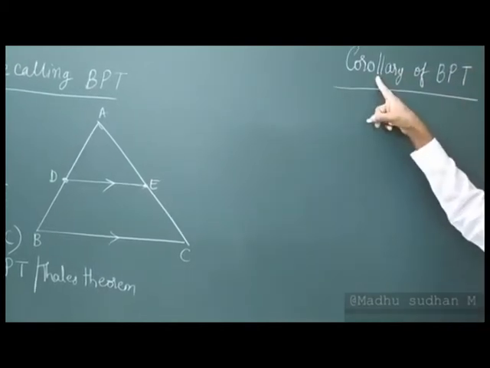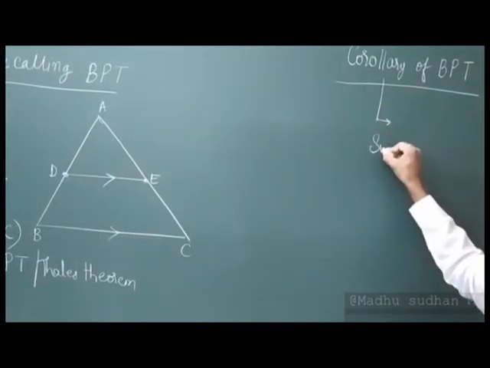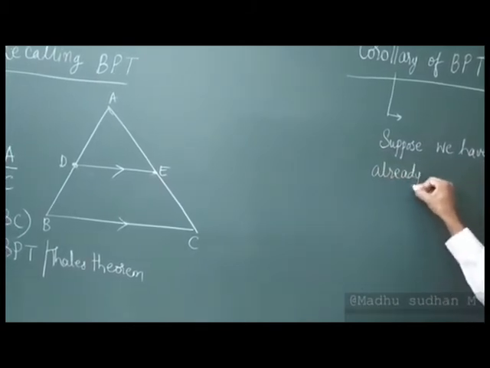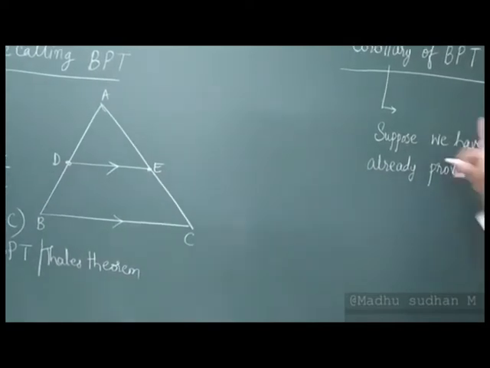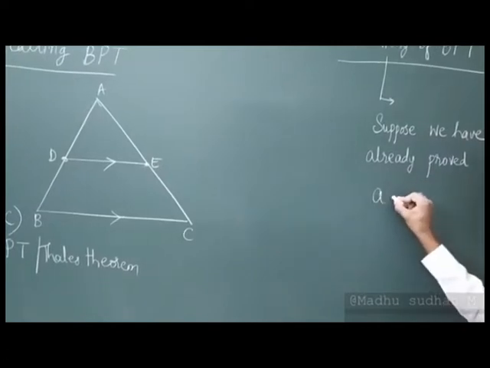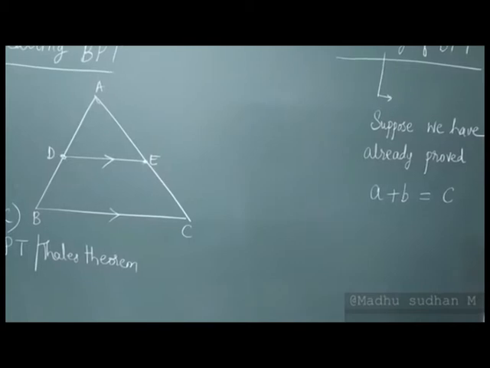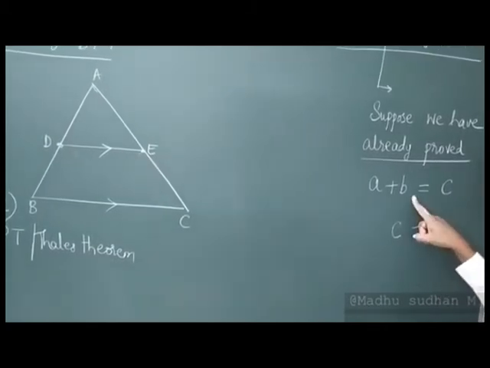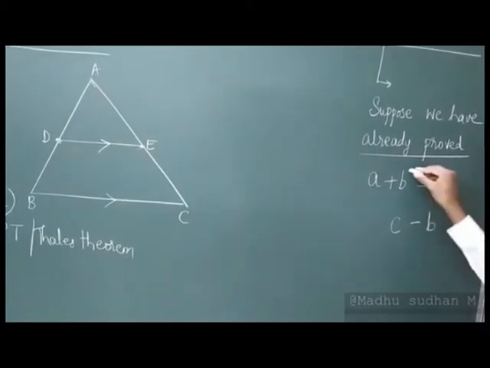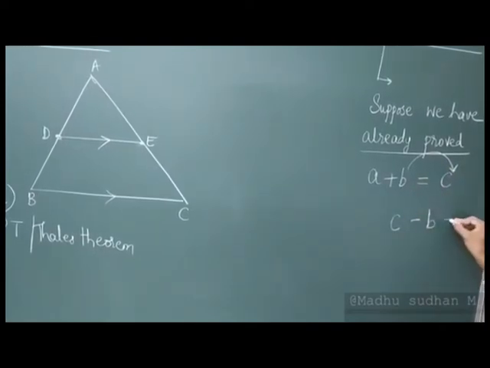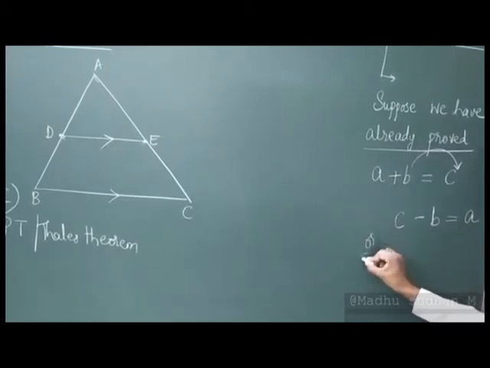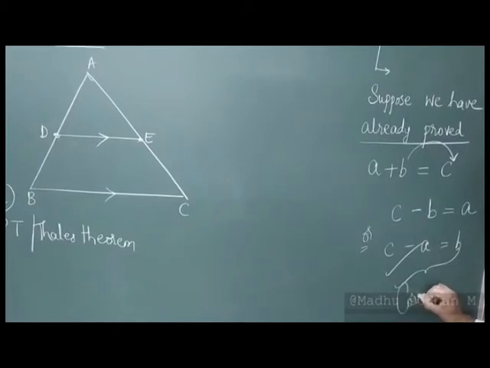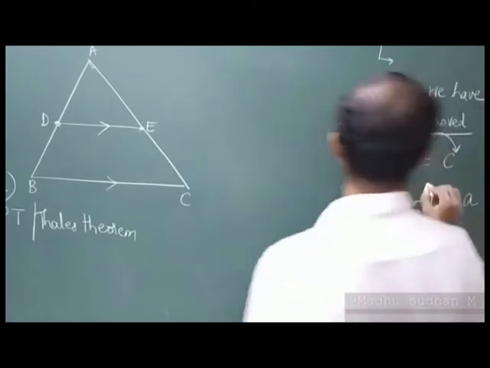What is the meaning of corollary? Please understand. Suppose we have already proved A plus B is equal to C. Then if I transpose, I can write C minus B, which is equal to A, or I can write C minus A, which is equal to B. This is called a corollary. Follow each other. So what is the corollary of BPT now?